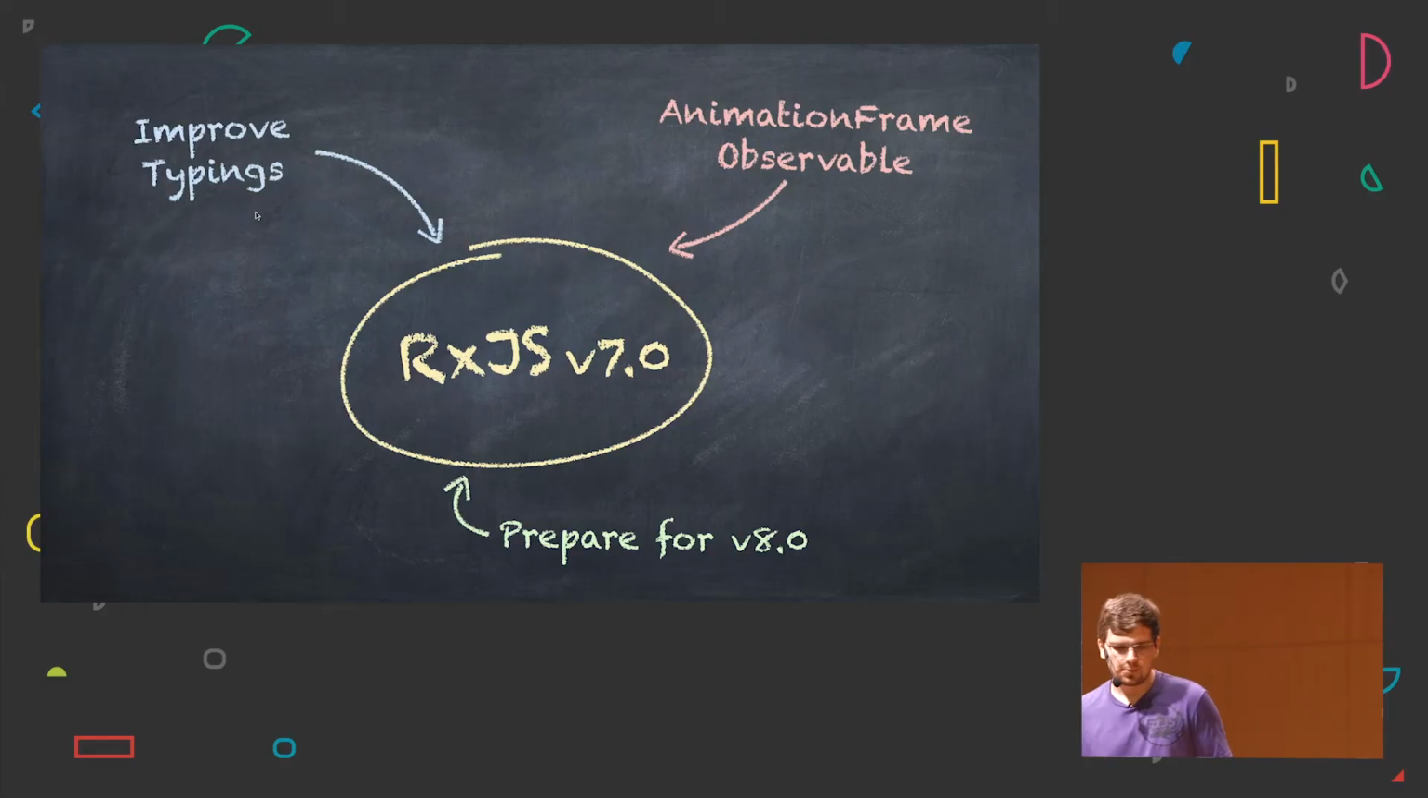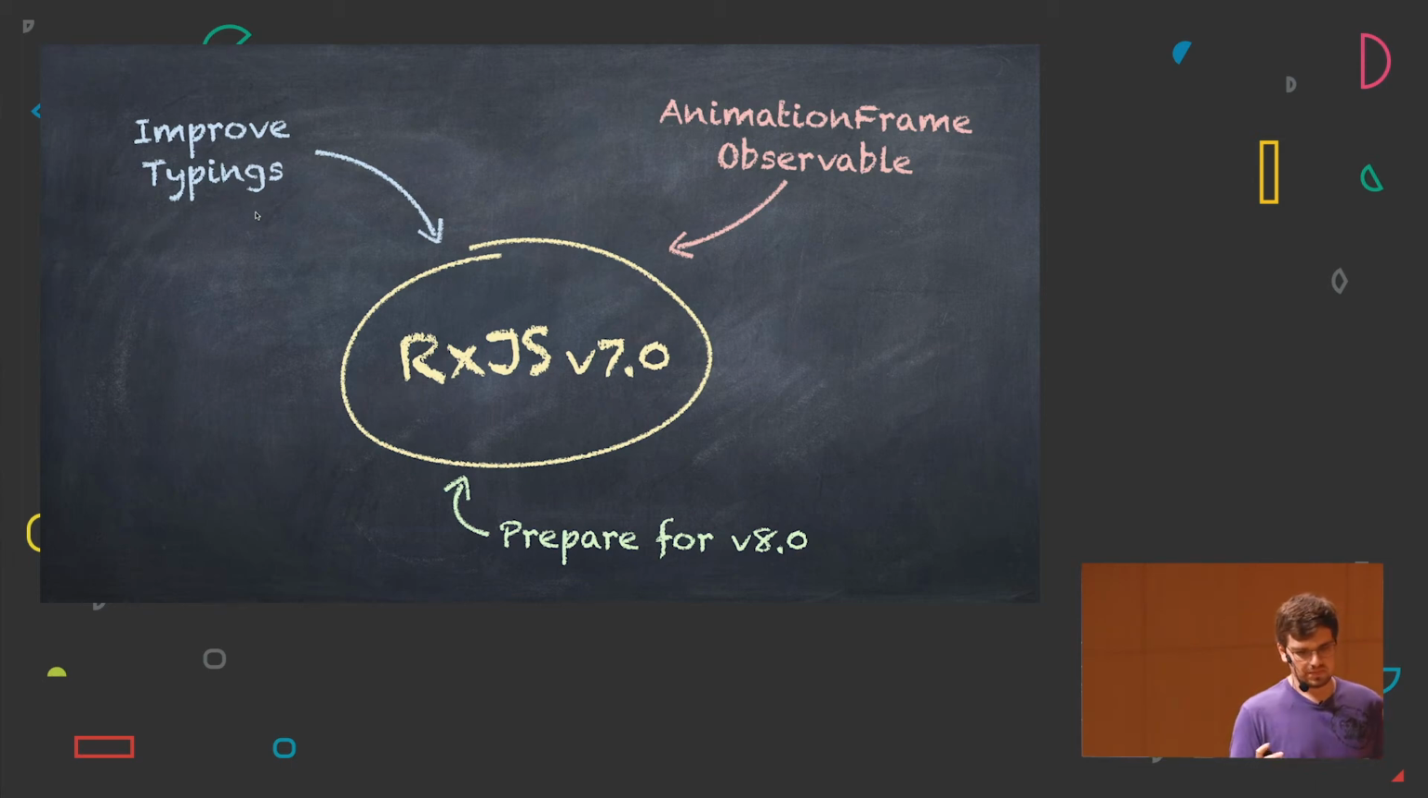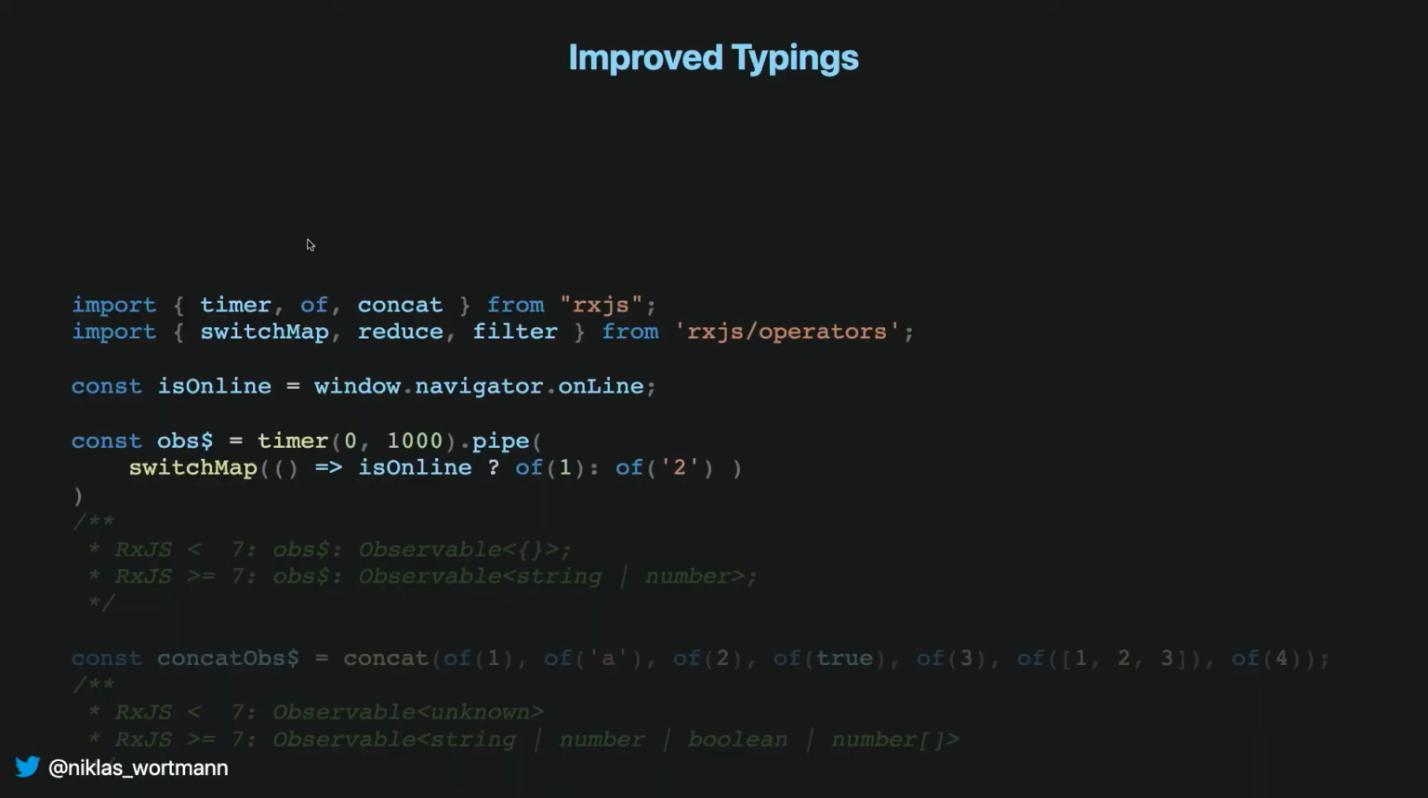So what are you getting now with RxJS 7, which is currently in the alpha phase? I just said that. You're first getting improved typings as long as you're using TypeScript. And you get an animation frame observable. I want to elaborate on both of them in more detail.